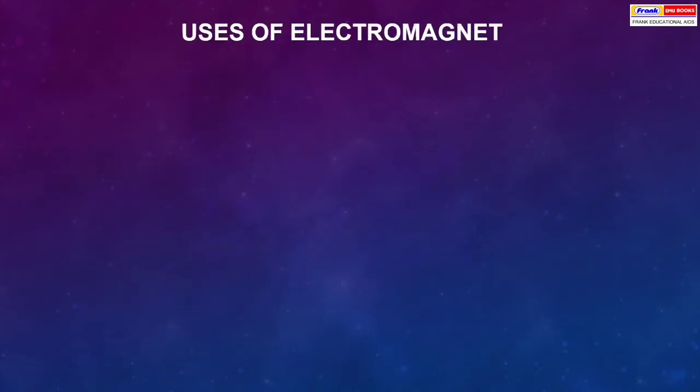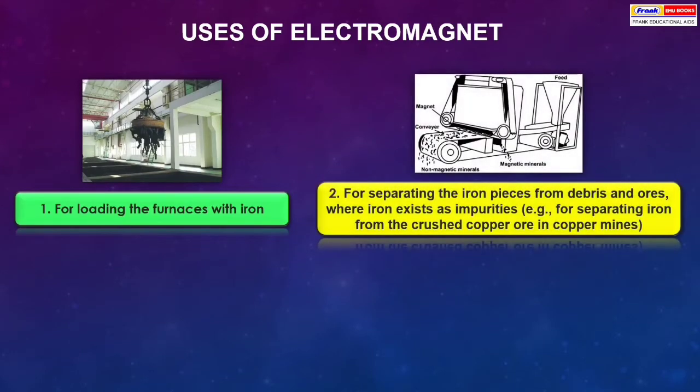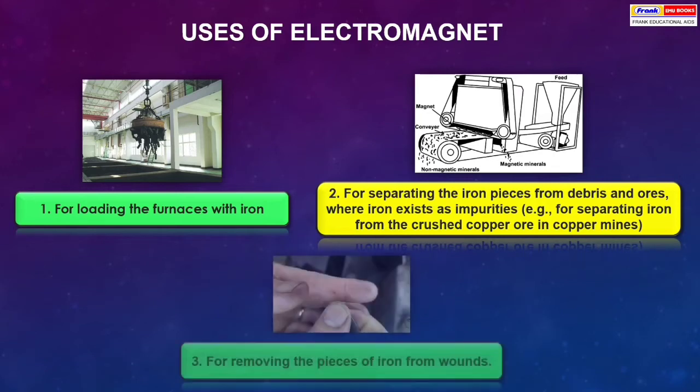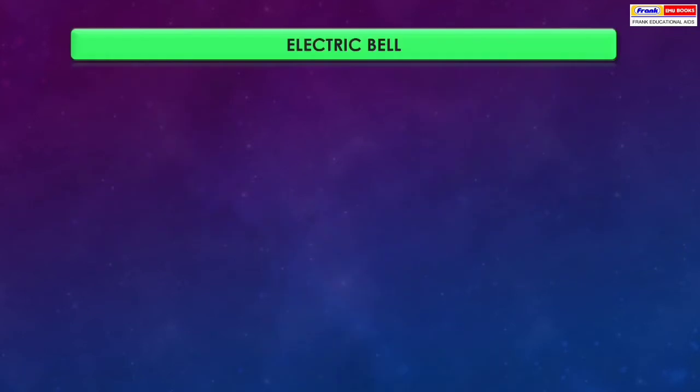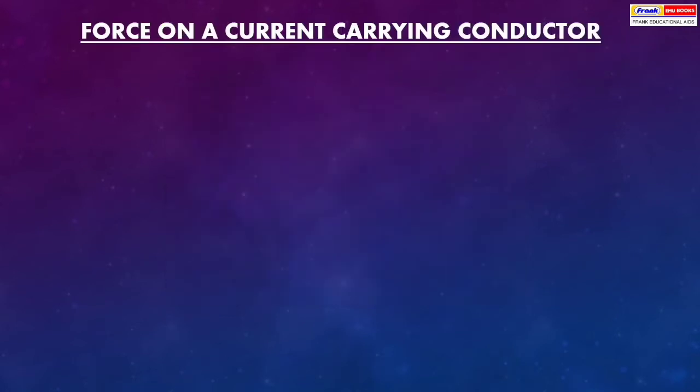Use of electromagnets: for loading furnaces with iron, for separating iron pieces from debris or ores where iron exists as impurities, for example, for separating iron from crushed copper ore in copper mines, and for removing pieces of iron from wounds. Electric bell. An electric bell consists of a gong, hammer, adjusting screw, electromagnet, armature metallic strip, battery and a switch.